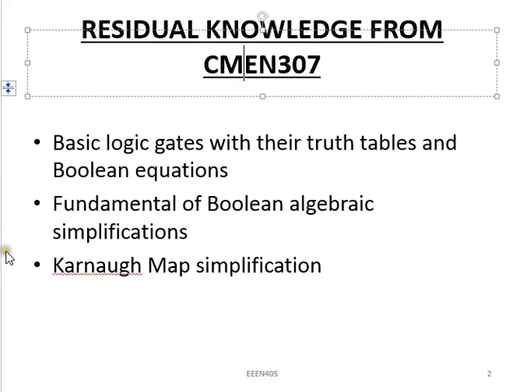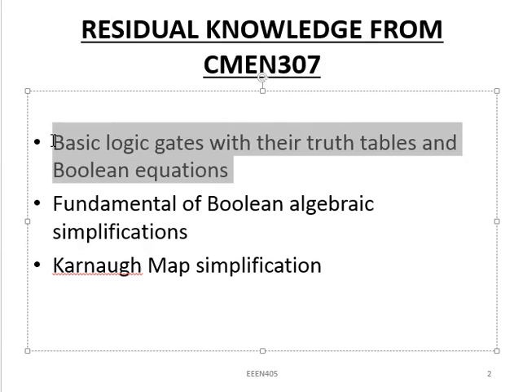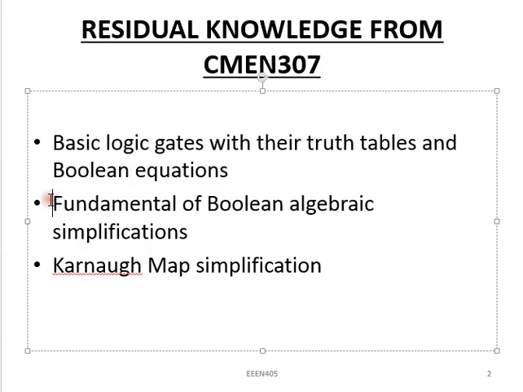You are expected to pass 307 before you are allowed to register this course, and these are the things you are expected to remember. First, remember your basic logic gates, their truth tables and Boolean equations, that is, the Boolean function of all the logic gates you have seen in 307. You are also expected to remember the fundamentals of Boolean algebraic simplification, and how we use Karnaugh maps for simplification of Boolean functions.